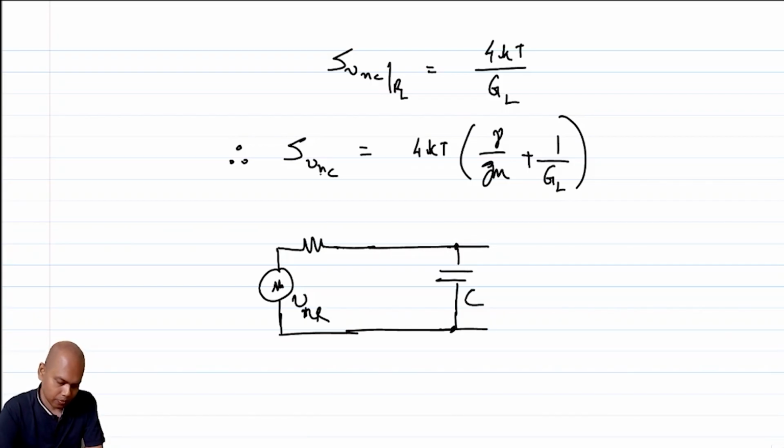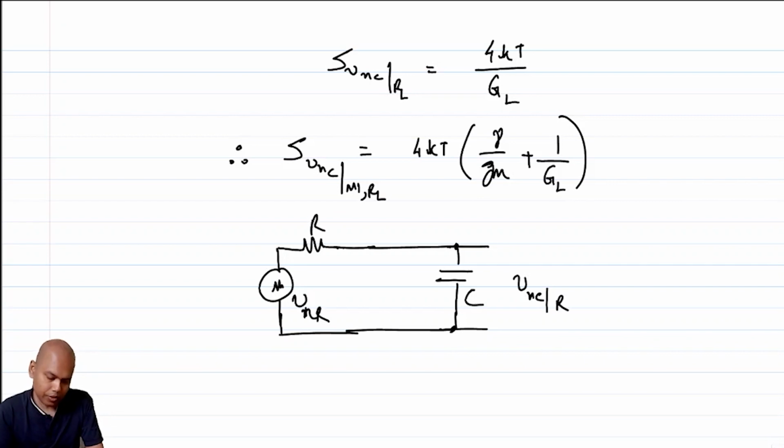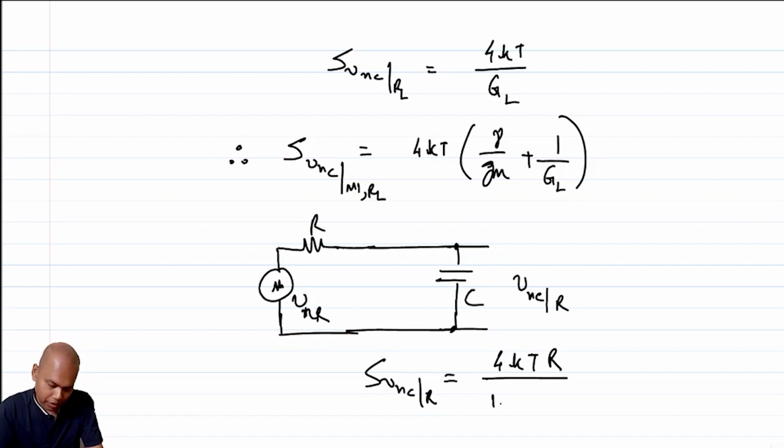By the way, this is SVNC due to the network, due to M1 and RL, and this is SVNC due to R. Now we have done this before. So what is SVNC due to R? This is 4kTR divided by 1 plus omega squared R squared C squared.